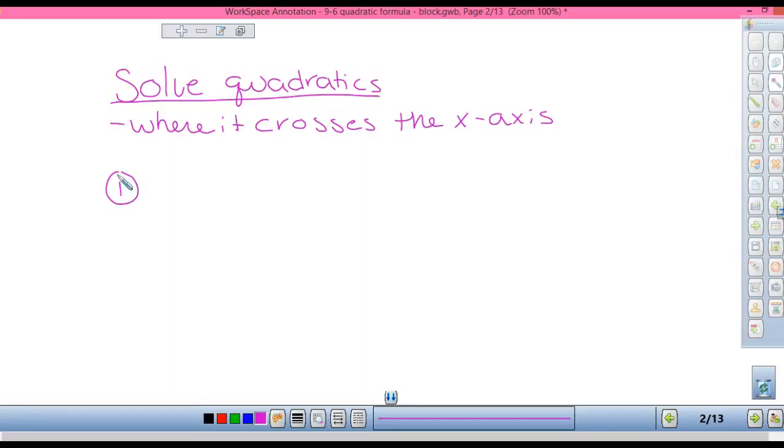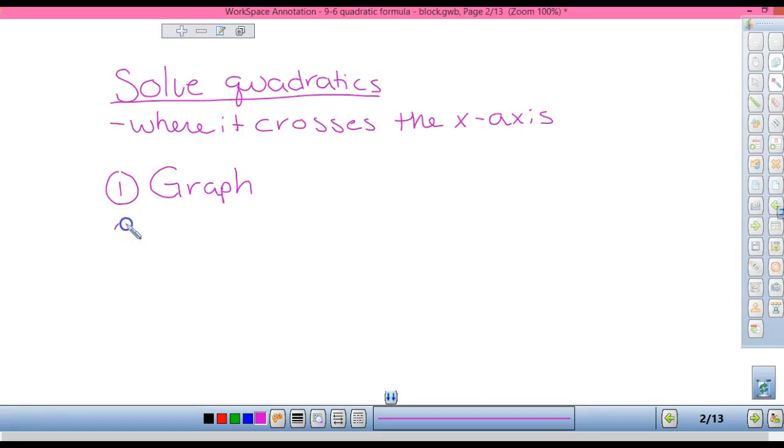Well, we found the vertex, but that wasn't solving it, because solving it was finding where we crossed the x-axis. But what did we do? The first time we did it, we saw where it crossed the x-axis, and in order to see it, we had to do what with it? Yeah, we had to graph it. So the first way that we solved these was by graphing.